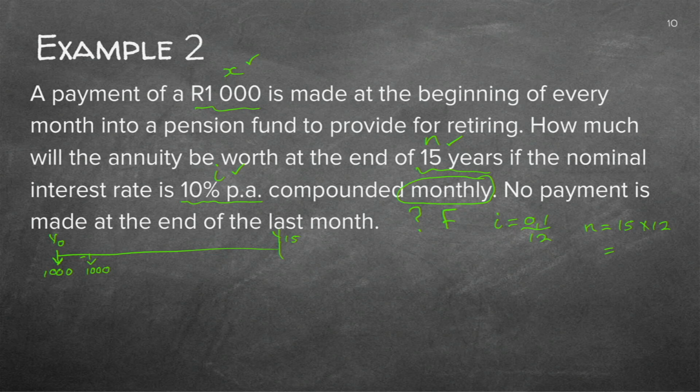And that gives me, let me quickly do it. 15 times 12, I think is 180. It is 180. Good. Now I'm doing that because I need to work in months all the time. But my last payment is 1,000 rand. Is it now? Oh, no. Nope. See how carefully you must read. Normally my last payment is at the very end, but I must read. No payment is made at the end of the last month. So I need to take that off.